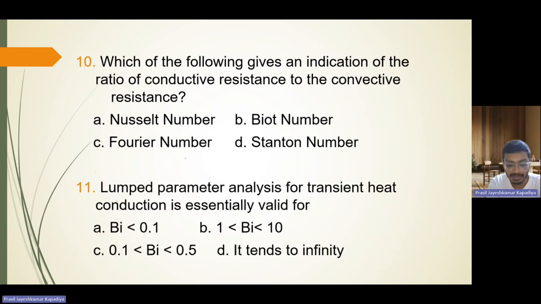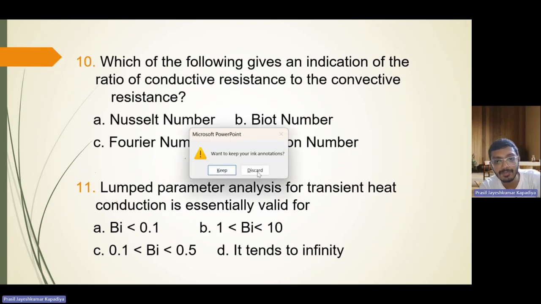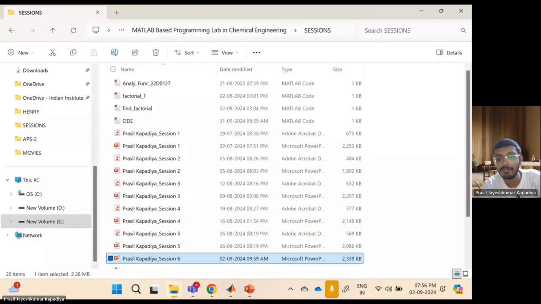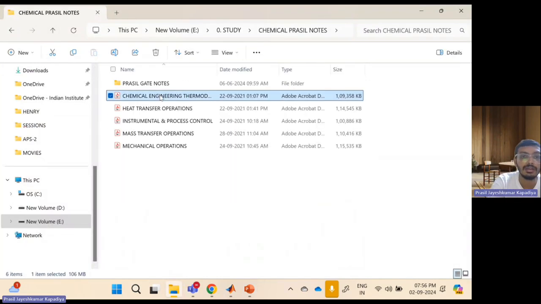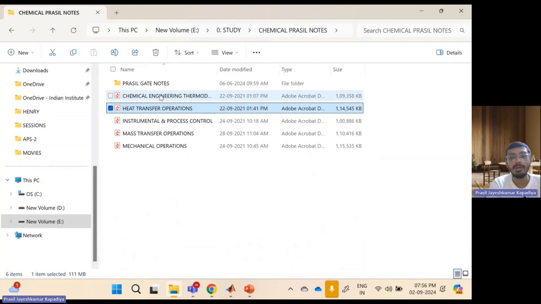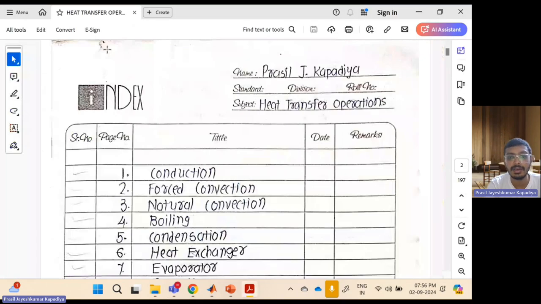Okay, next question. Lumped parameter analysis for transient heat conduction is essentially valid when the Biot number is less than 0.1. So, okay, I will show you this small theory before concluding our lecture. So I will open my notes. I have written them.